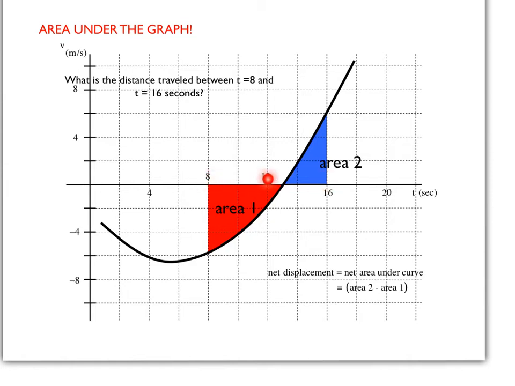Between 8 seconds and 13 seconds, the velocity is going to end up being negative, which means the body is moving in the negative direction, which means the displacement will be negative, which means the area under the curve is going to give you a negative number. From 13 seconds to 16 seconds, the body has transitioned into a velocity that's positive, so it's turned around. It's now moving in the positive direction, which means the displacement is going to end up being positive. When you add the two together, you will either get a positive number corresponding to a positive displacement or a negative number corresponding to a negative displacement.